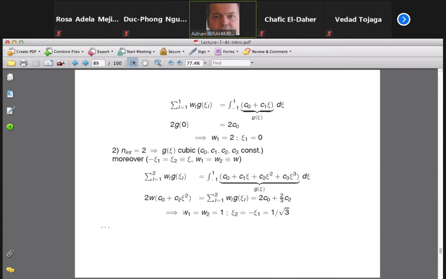Obviously, if I find that the W weights are equal to 1, this will match. C0 here and C0 there would be fine because W will drop. And then for the last one to match 2 psi squared with the 2/3 C2, obviously I have to have psi1 and psi2 equal to 1 over square root of 3, or square root of 3 over 3. That means psi1 is minus 1 over square root of 3, and psi2 is plus 1 over square root of 3.